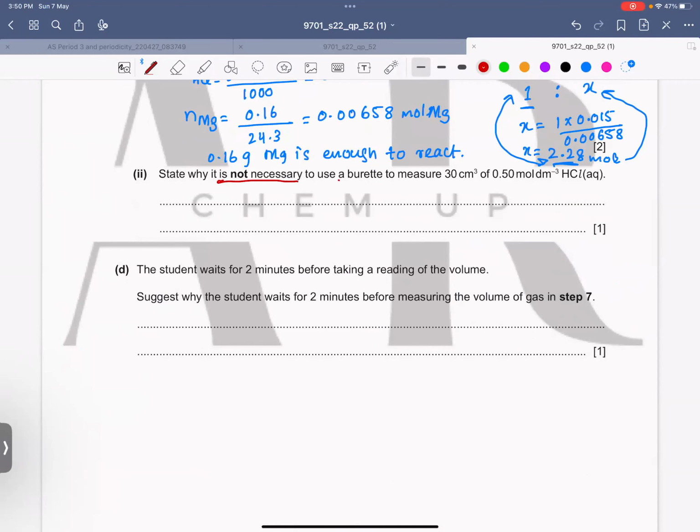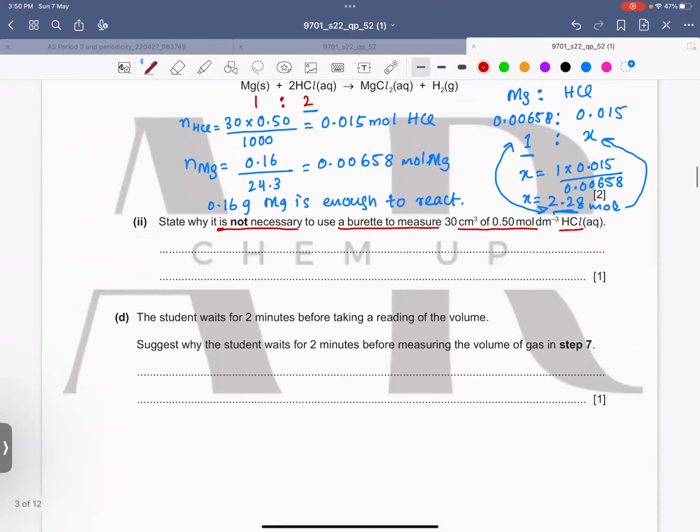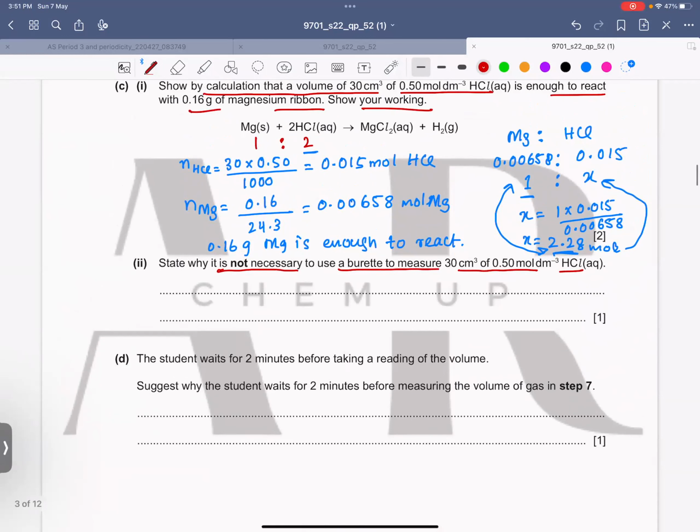State why it is not necessary to use a burette to measure 30 centimeter cube of 0.5 mole per dm cube HCl. Sorry, it's mole per dm cube, and the magnesium is in grams, my bad. From the above part, we already know that hydrochloric acid is in excess, right? So does it matter whether its volume is measured accurately or not? A burette is needed for accurate readings, and any other apparatus, for example a measuring cylinder, would give an approximate measurement.